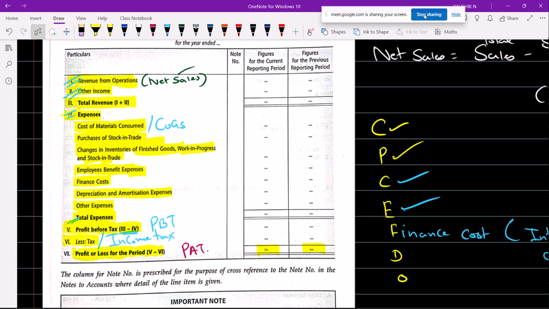We'll try to understand the format and the concept of your notes to accounts and cash flow statement. Then we'll move on to the terms major head and subhead, and keep moving on with the theory aspects. So that's it for the day. We'll discuss more about the other items in the upcoming days. Probably, if time permits, this evening we'll try to have a class, or else it will be tomorrow morning.